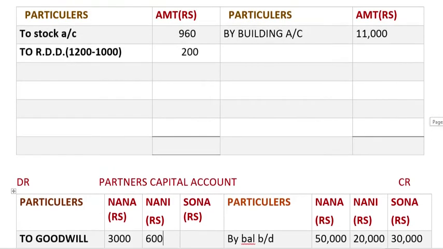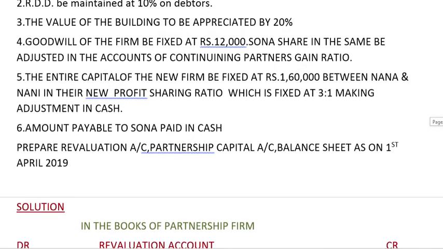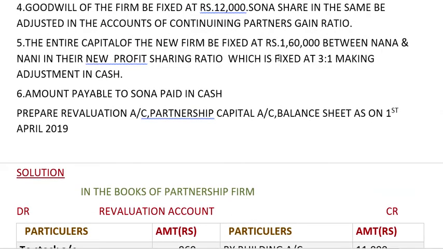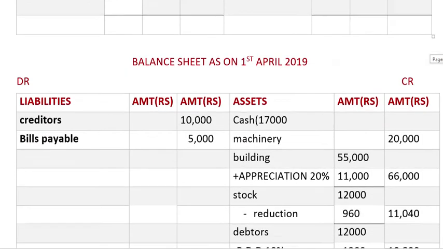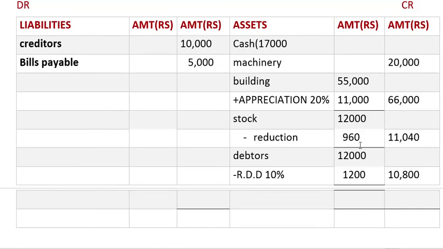Now further, the entire capital of the new firm be fixed at 1,60,000, means they are saying they are going to adjust the capital at 1,60,000 between Nana and Nani in their new profit sharing ratio 3:1, making adjustment. They have already said that the remaining balance is going to be 1,60,000. So we'll come down over here and write capital account in the liability side of Nana and Nani.